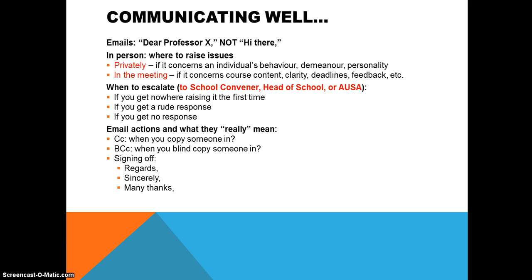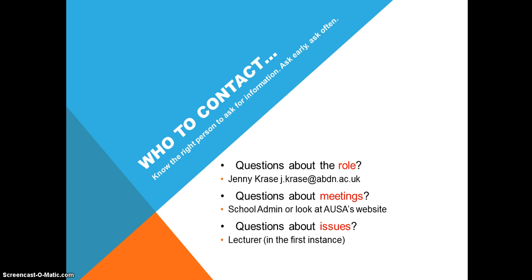Communicating well is all about how you address people over email in particular. You should always have a good salutation. You should always think about where to raise issues, privately or in the meeting, when to escalate and where to escalate to, and also email actions, copying and blind copying all have an impact, and you need to be aware of what those mean.